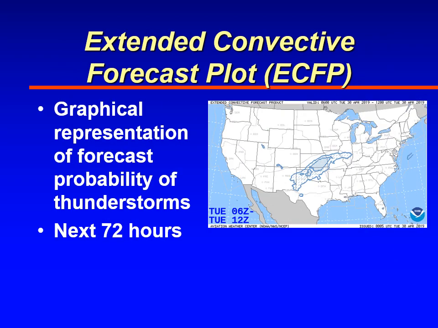Another product that's available at the Aviation Weather Center is the Extended Convective Forecast Plot, or the ECFP. And the ECFP is very similar to the TCF in the respect that it gives you probabilities of thunderstorms. However, the TCF only goes out 8 hours into the future, whereas the ECFP, as the name implies, is an extended forecast, and this goes out to 72 hours.